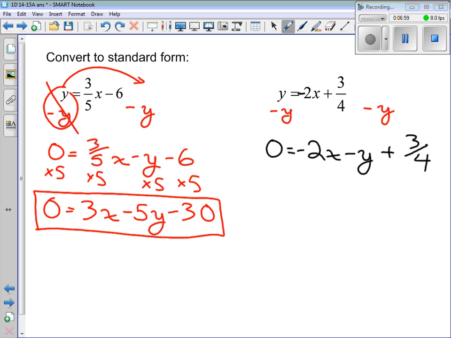Well, we want to get rid of that fraction. So we look at the denominator. It's a 4, so we've got to multiply everything by 4. So times 4, times 4, times 4, and times 4. But our coefficient here on x is negative. So we want to get rid of that negative sign at the same time. And to do that, we can multiply everything by not 4, but negative 4.